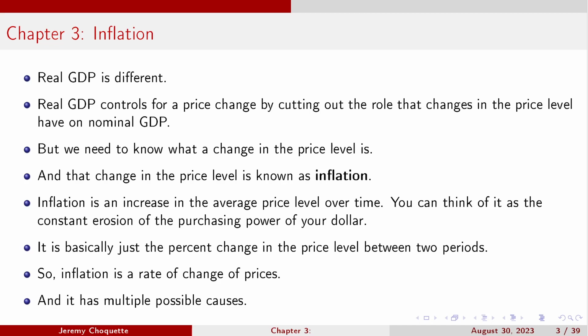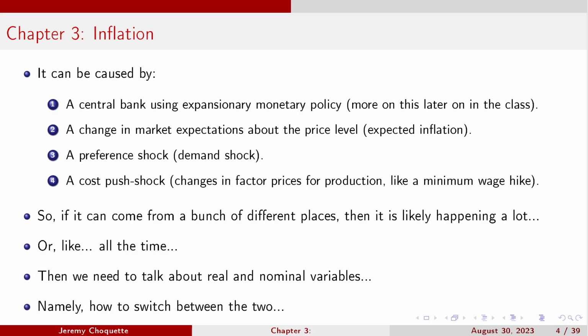So inflation is a rate of change of prices, but there are multiple things that can be causing that rate of change. What are some of the things that can cause it? Well, first, the central bank using expansionary monetary policy. We'll get further into that one later on in the course. The second could be a change in market expectations about the price level. Basically, everybody expects inflation to increase, and it becomes a sort of self-fulfilling prophecy.